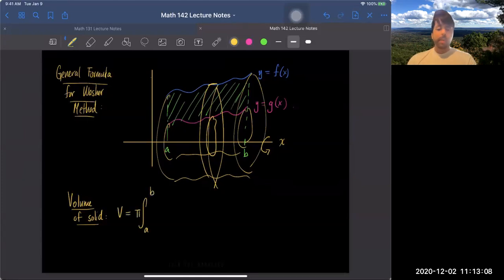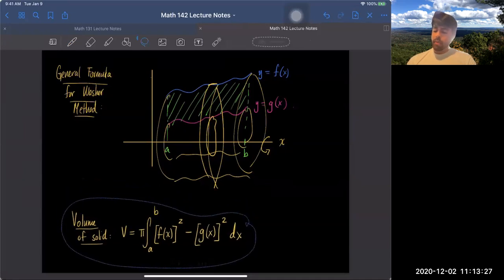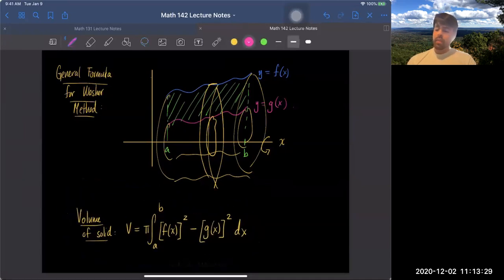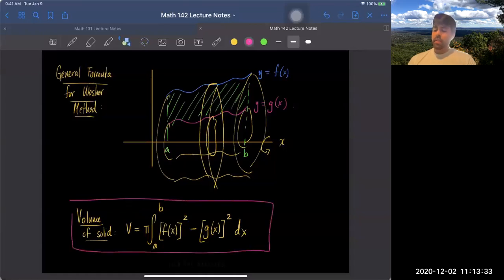You would have a pi there, and you would take the upper function, which will represent the radius, square that, minus the lower function g of x, and square that. So this is where that formula comes into play. I'm trying to give you the understanding of why the formula is what it is. I could have just said, this is the volume formula using the washer method, and let's move on with our lives.